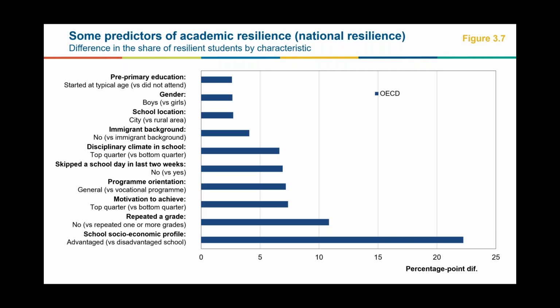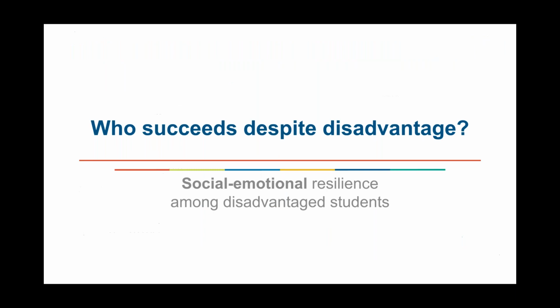And last but not least, the elephant in the room is the socioeconomic profile of the school. It's not your own social background, but the social background of the peers around you in the school. That's what we call the socioeconomic profile of schools. When you actually study the latter, I'm going to come back to this. That is one of the things where public policy has a very important role to play. Now, that was about academic resilience.